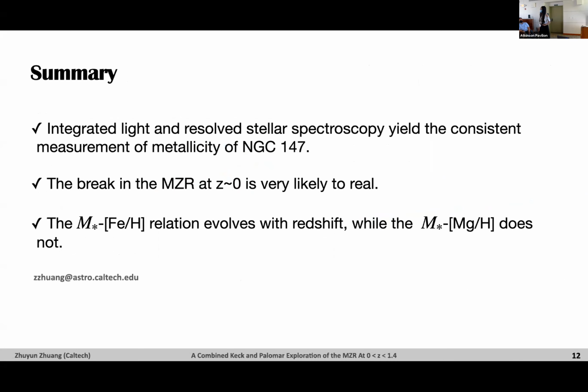In summary, we measured the integrated metallicity of NGC 147 and compared it with the resolved metallicity derived from the stars. The consistent measurements suggest that we should have a break in the stellar MZR in the local universe. Meanwhile, we observed two lensed objects, the Rosetta Stone and the Right Eyebrows, to place new constraints on the MZR of iron and magnesium. For now, we still see that at z greater than 1, there should be a redshift evolution of the iron MZR, but there's no redshift evolution for the magnesium MZR.